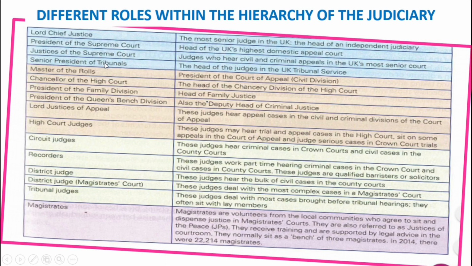The highest are the Senior President of Tribunals, who are the head of the judges in the UK Tribunal Service, Justices of the Supreme Court. These are judges who hear civil and criminal appeals in the UK's most senior court, which we'll learn about later on in this session. President of the Supreme Court. This is the head of the UK's highest domestic appeal court. And right on the top of the hierarchy is the Lord Chief Justice. This is the most senior judge in the UK, the head of an independent judiciary.